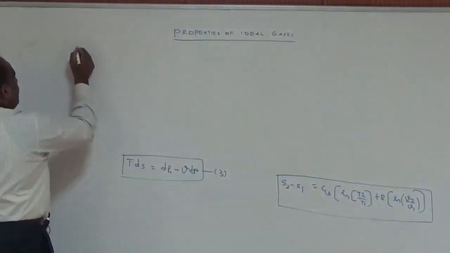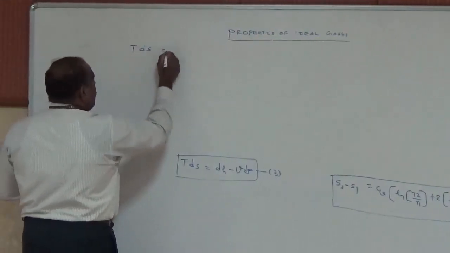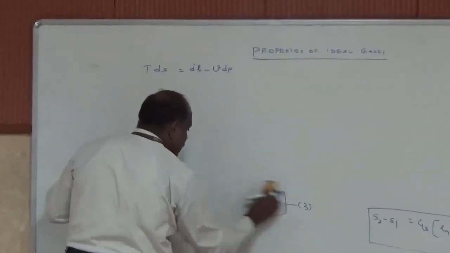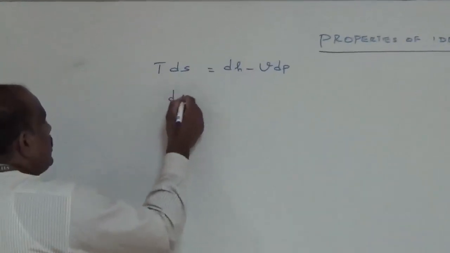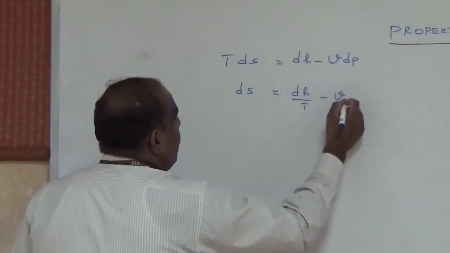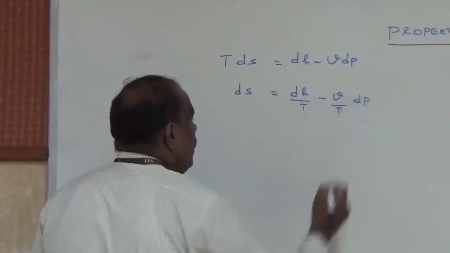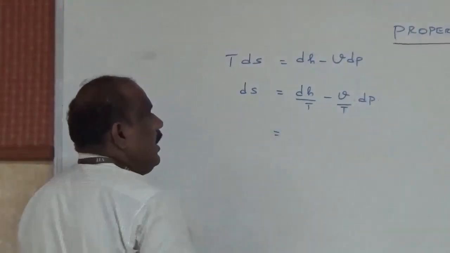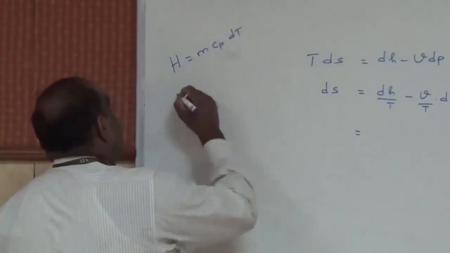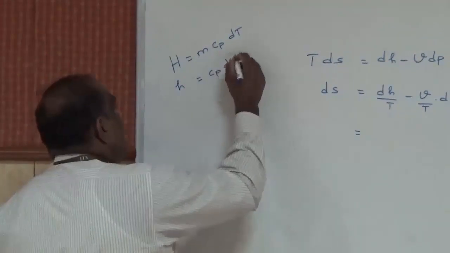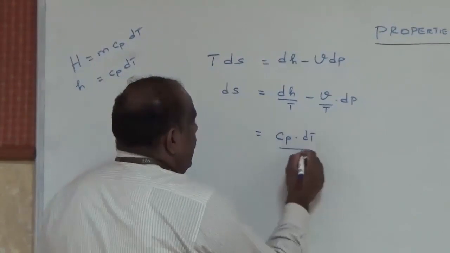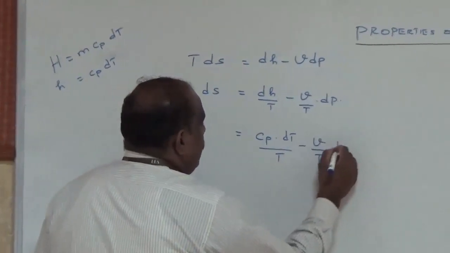So let us take this equation from TdS equal to dH minus V into dP. I want only the entropy change, so divided by T, it is dH by T minus V by T of dP. What is dH? Small h equal to Cp dT. So it is Cp dT by T minus V by T of dP.